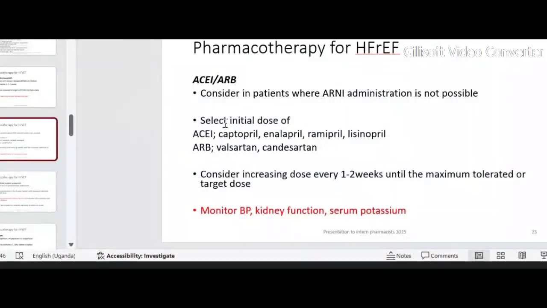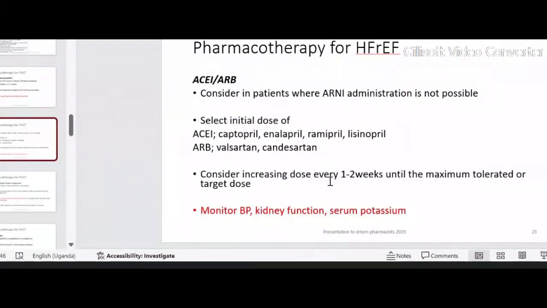So for ACE inhibitors, we can give the patient captopril, enalapril, ramipril, lisinopril. Captopril, we don't normally give to stable outpatients. Why? Because we want a drug that we can monitor. For ARBs, we can give valsartan or candesartan, and after 1 or 2 weeks, you have to optimize.